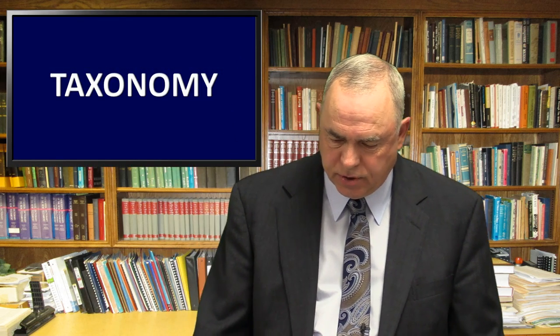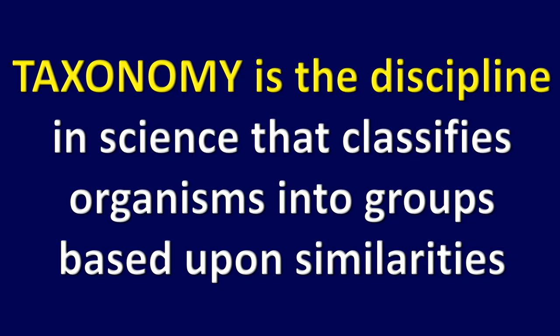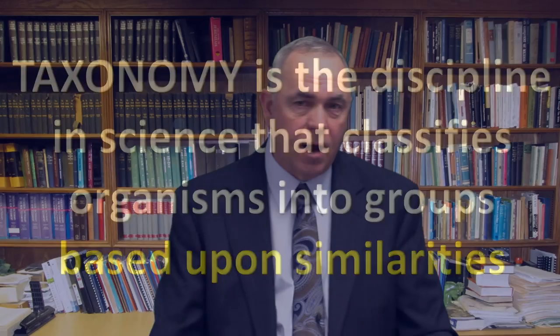What is the word? Because we'll use taxonomic classifications from time to time in this class, so we need to know just a little bit about taxonomy. You don't need to be a specialist in this, because I certainly am not either. But taxonomy, what is that? Taxonomy is the discipline in science that classifies organisms into groups based upon similarities. Man likes to classify things, like feline and canine and so forth. So we look at a group of animals that have very close similarities, and we put them in a certain class or family, correct? That's what taxonomy is.